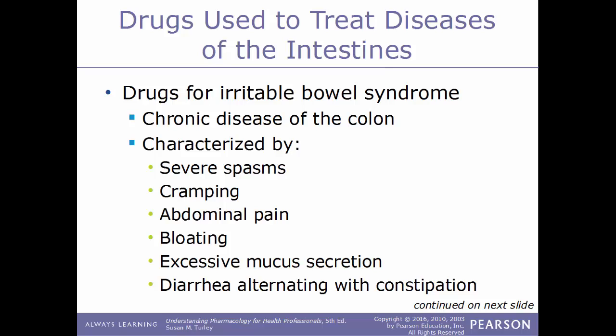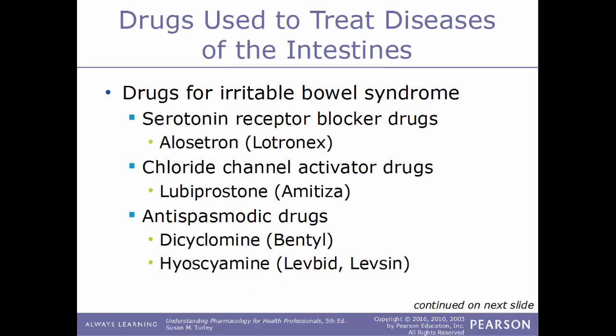The drugs that would treat irritable bowel syndrome, and this is a chronic disease of the colon characterized by cramping, severe spasms, abdominal pain, bloating, excessive mucus secretion, and alternating back and forth between having diarrhea and having constipation. There are several different types of drugs that would help treat IBS.